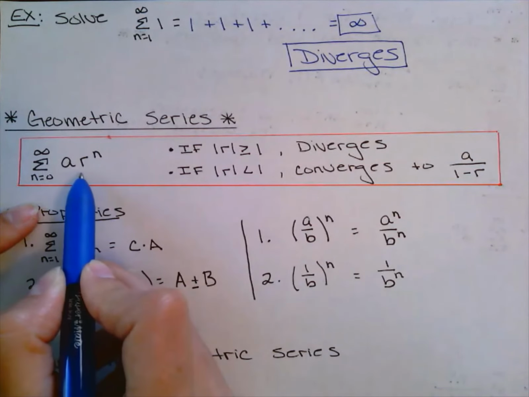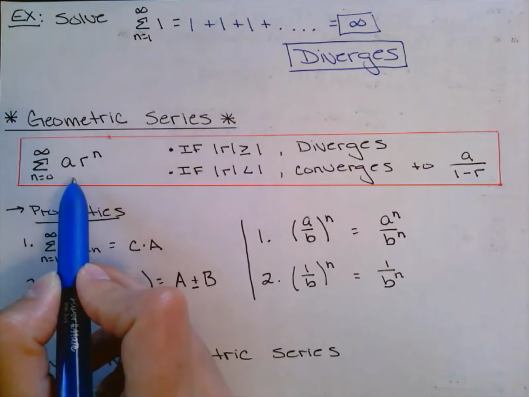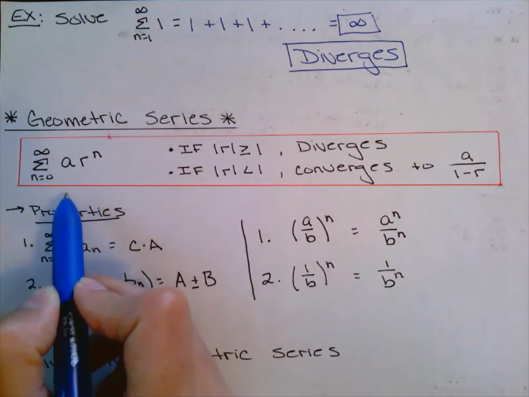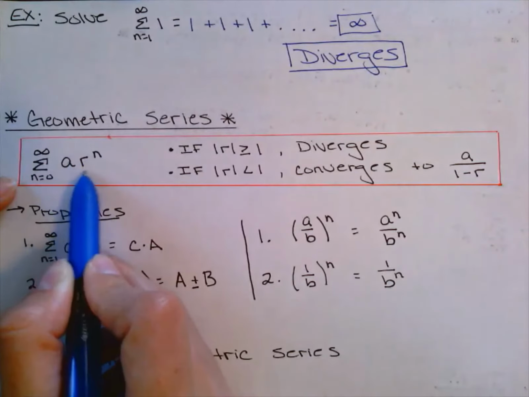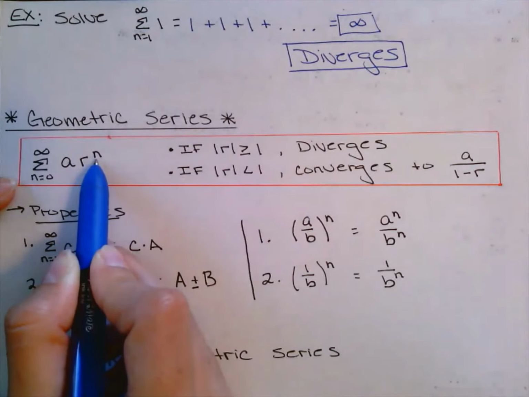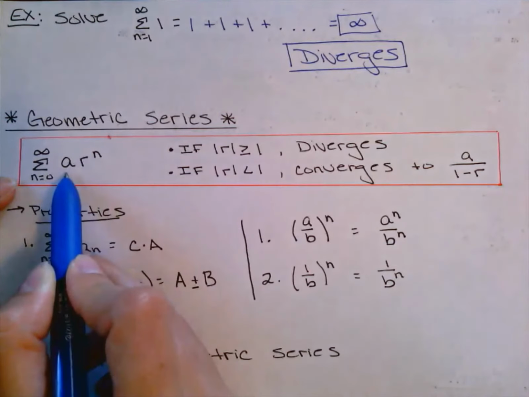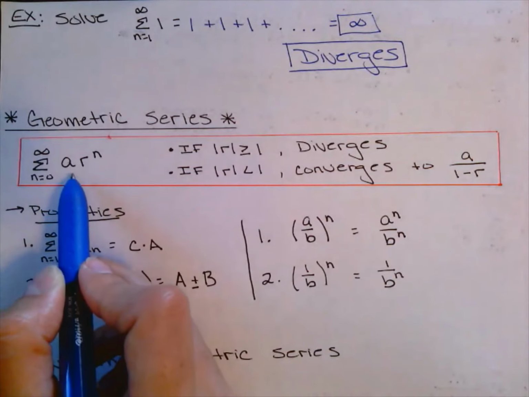Now, a and r will both be numbers, okay? n is going to be your variable, and you know that because there's an n down here. This will always denote your variable. So notice that the entire r is raised to n, to your variable. a serves more like a coefficient, okay?